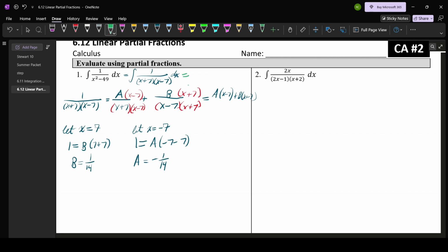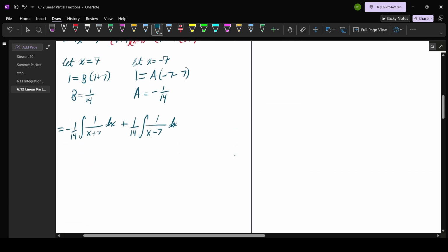I'm going to use a and b again. So this is going to be the integral of a over x plus 7 dx plus the integral of b over x minus 7 dx. So we're going to solve these two independent integrals down here. Okay, for this, you might need a u substitution, but you should be able to do this by now.